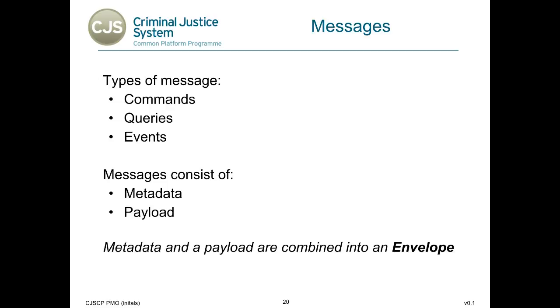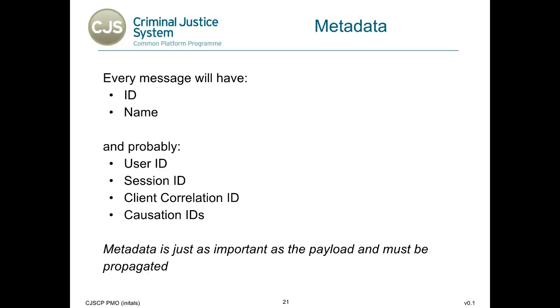A message, whatever type it is, consists of two things. It consists of metadata and it consists of a payload. While it may seem that the payload is the most important part of a message, in actual fact, the metadata is just as important. I'll explain why on the next slide. When we combine the two together, we talk about a message envelope that combines the metadata and the payload together as a pair.